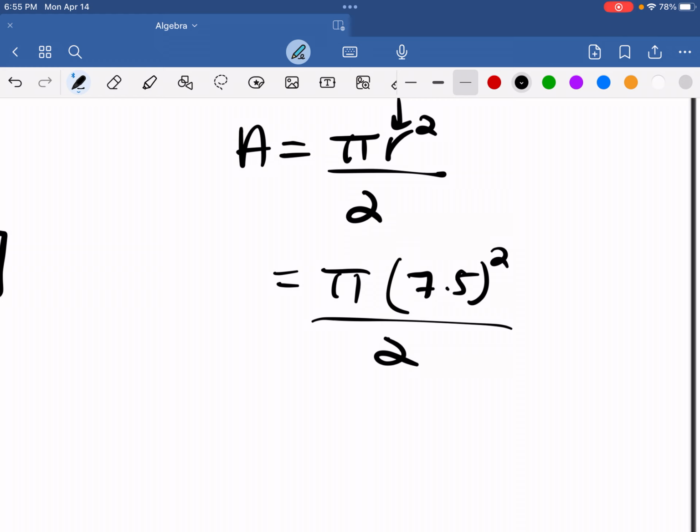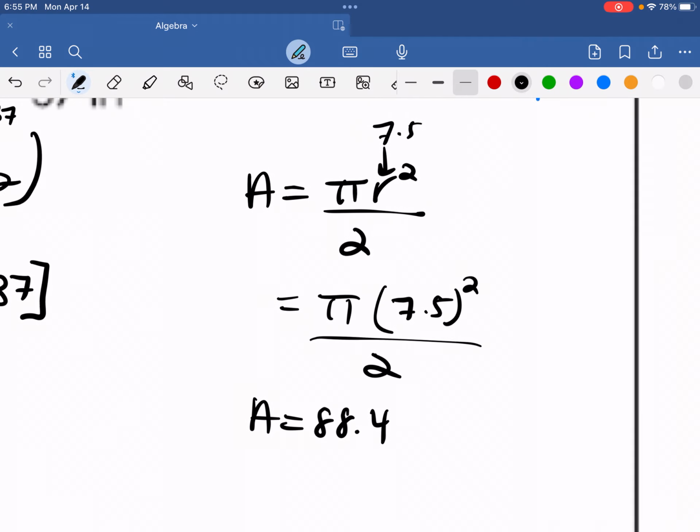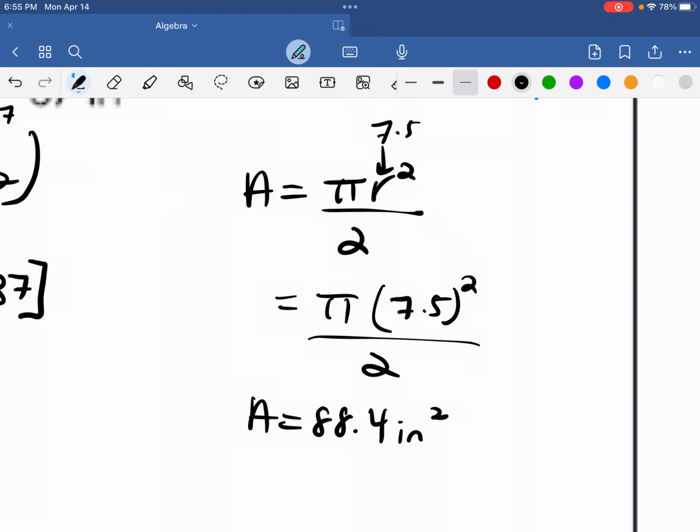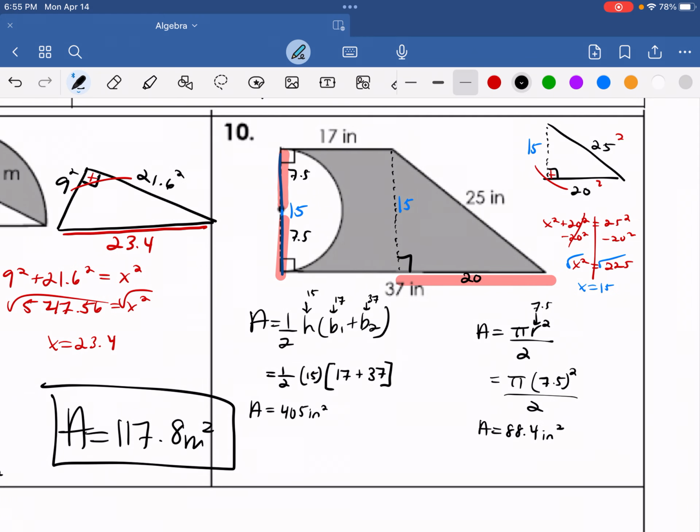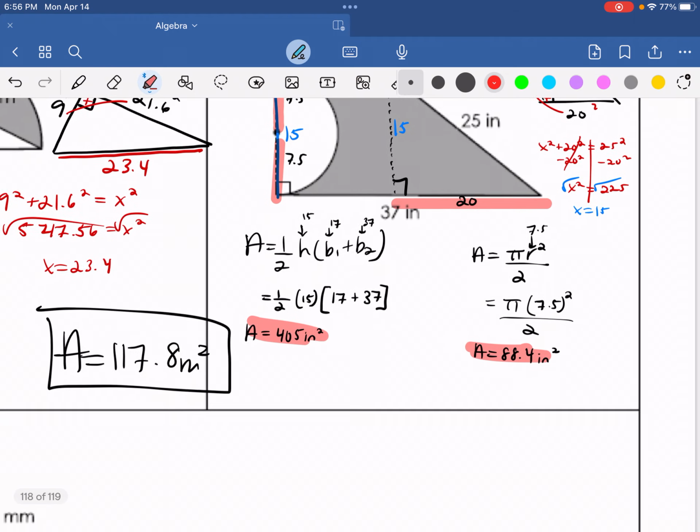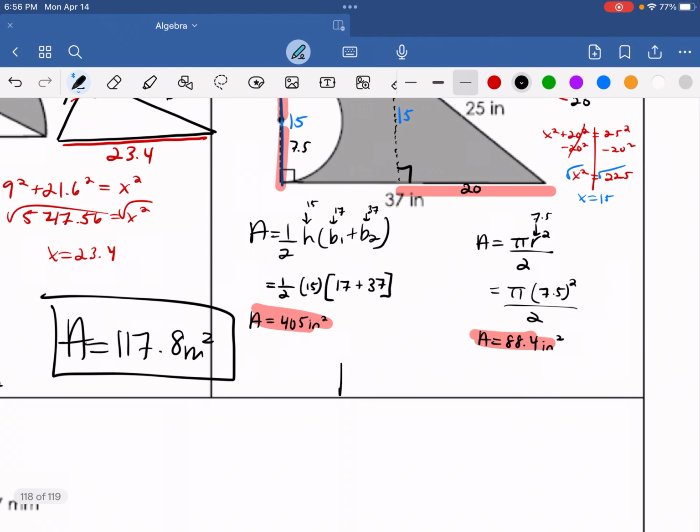And on the bottom, a 2. So we get area equals 88.4 inches squared. And now we subtract. We subtract 405 minus 88.4. 405 minus 88.4. And for the final answer, I get 316.6 inches squared.